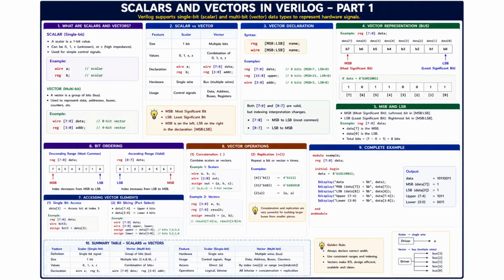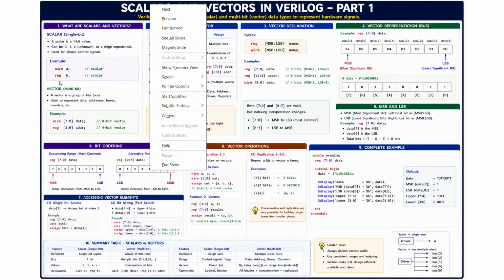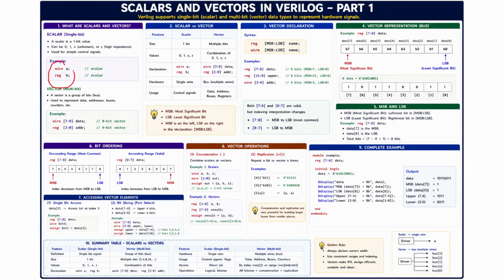In the previous slides, we used only scalar variables, like wire a and wire b. This is scalar type. That means a single variable can store either 0 or 1. If you are not mentioning a width, that means you are storing a 1-bit value here. 1 bit means 0 or 1, and it can also be stored as unknown or high impedance. So you need some controlling signals.